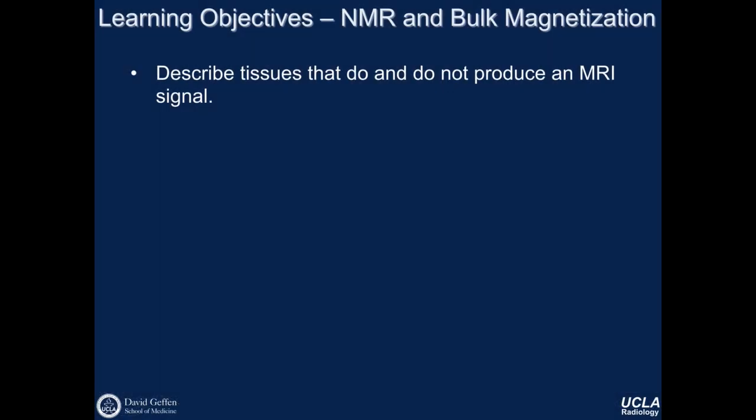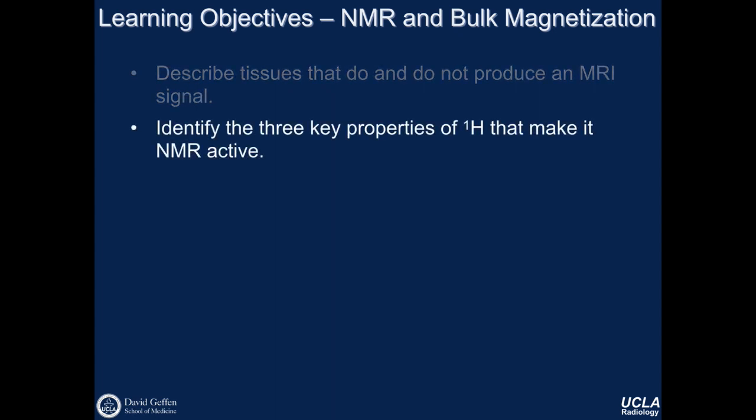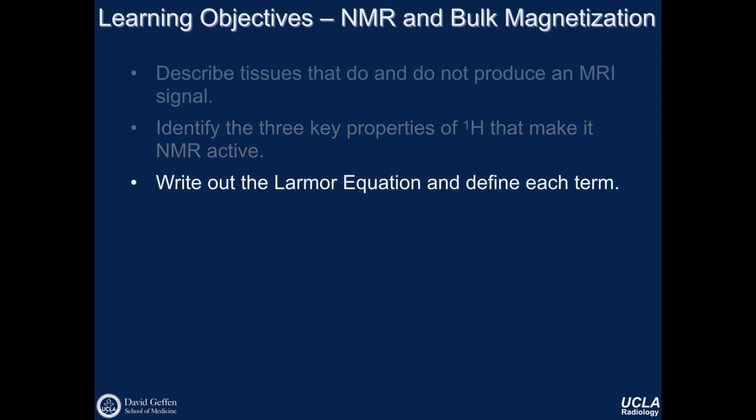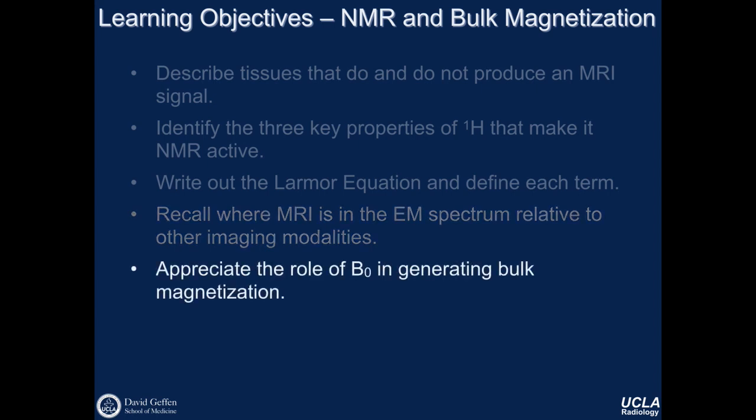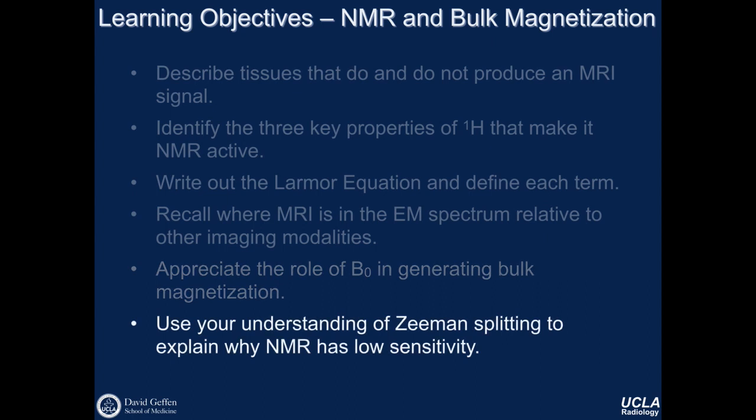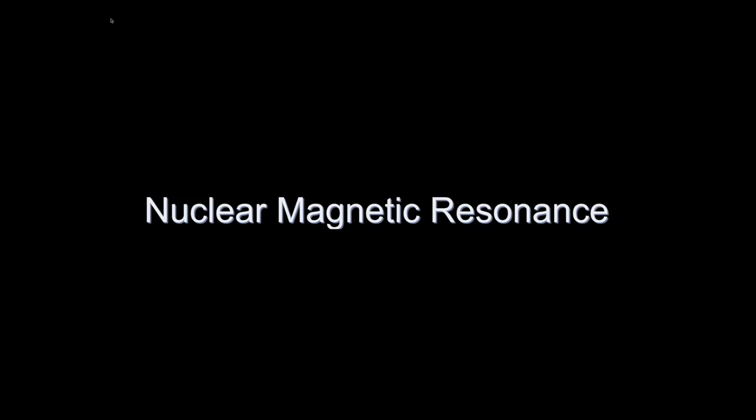At the end of this module, you should be able to describe tissues that do and do not produce an MRI signal, identify the 3 key properties of hydrogen that make it NMR active, write out the Larmor equation and define each term, recall where MRI is in the EM spectrum relative to other imaging modalities, and appreciate the role of B0 in generating so-called bulk magnetization. And finally, use your understanding of Zeeman splitting to explain why NMR has low sensitivity. So first we begin by discussing and describing nuclear magnetic resonance.